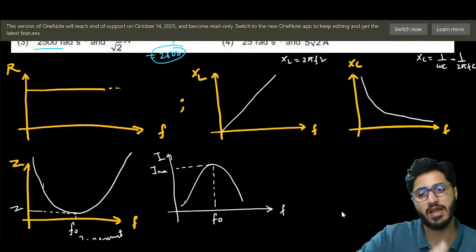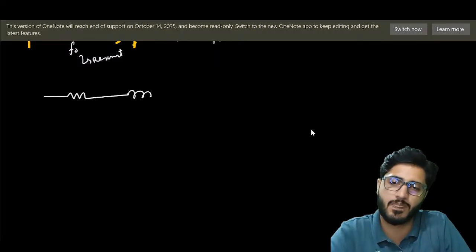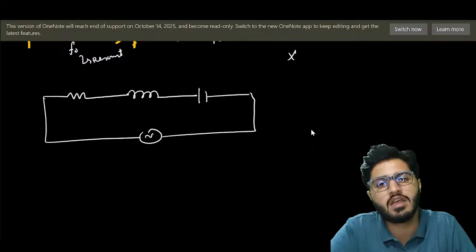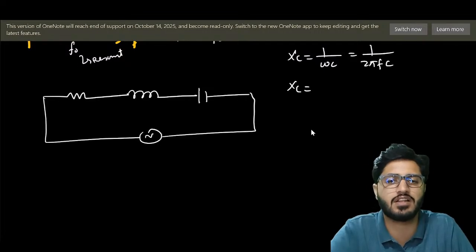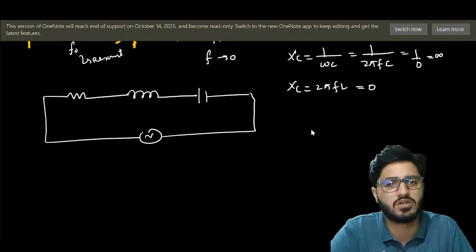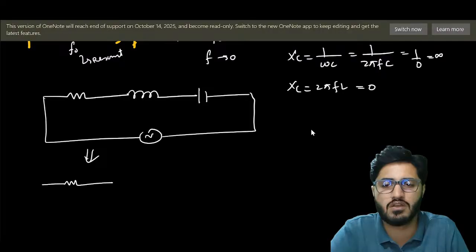The reason behind the graph is like, look now. If this is my circuit, look now. Xc equals 1 divided by omega times c, or 1 divided by 2 pi f times c. Okay, XL is 2 pi f times L. If f is 0, then it is 1 divided by 0, that is infinite, and this one will be 0. That simply indicates this graph will look like this now.